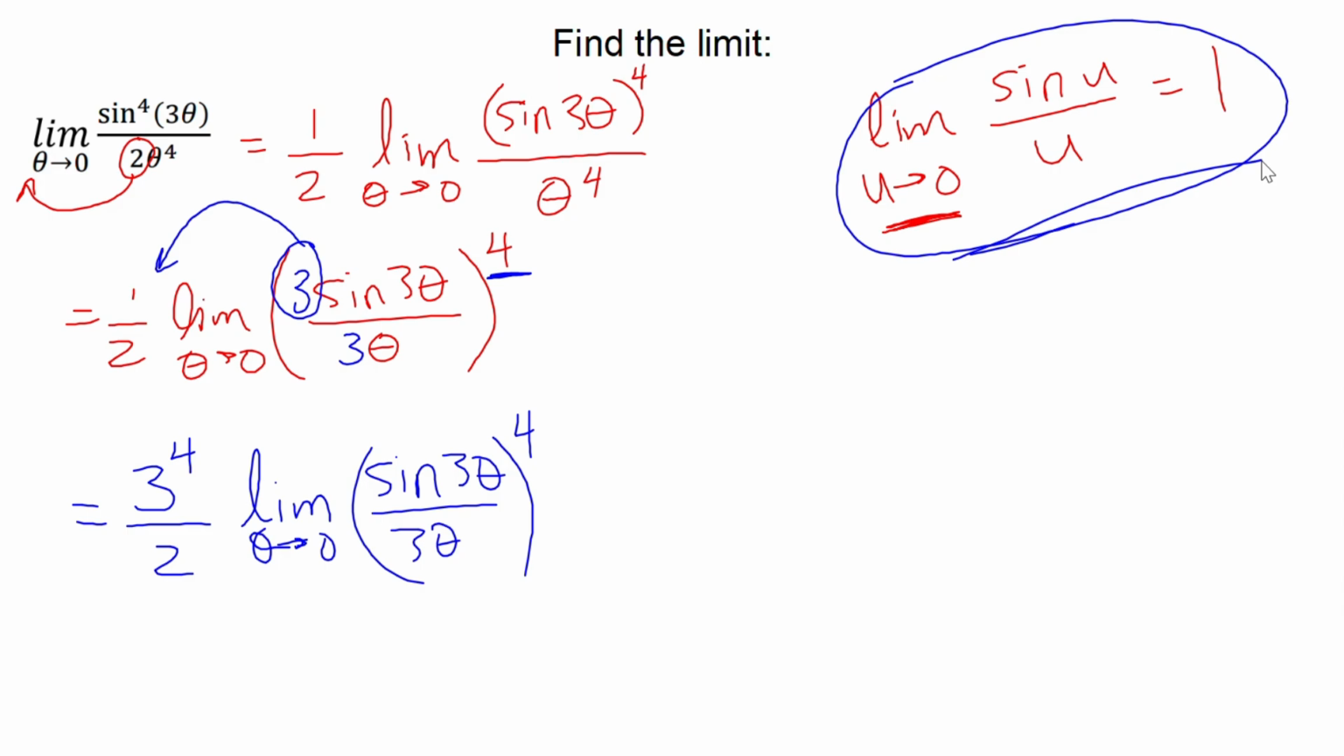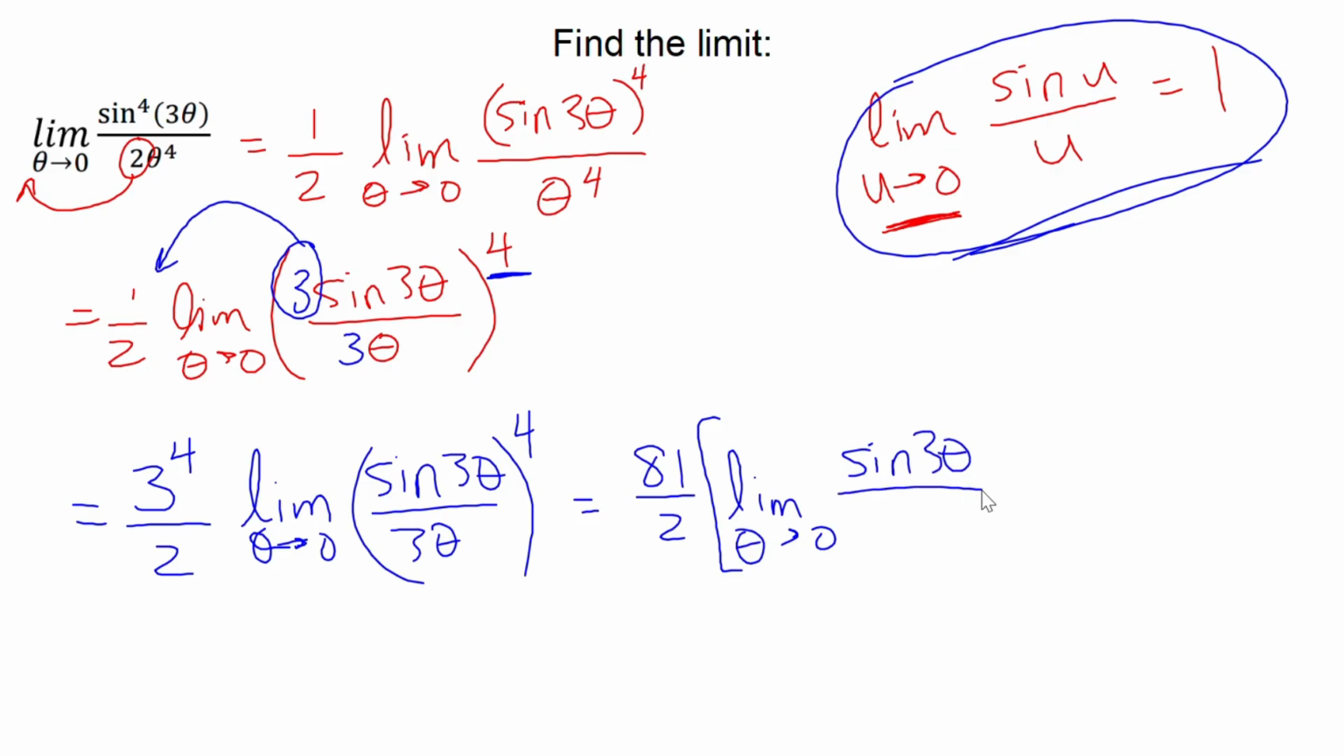Another rule we talked about for limits was that if the thing inside the limit is being raised to a power, you can pull that power outside the entire limit. So now we can do the 3 to the fourth, which is 81, so we have 81 halves. And then we can pull that power all the way outside the limit. So we have the limit as theta approaches 0 of sine 3 theta over 3 theta, all being raised to the power of 4.